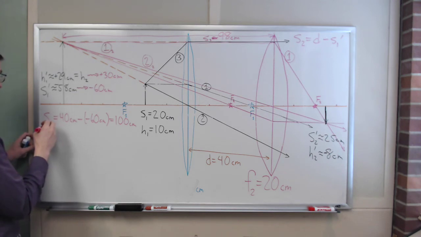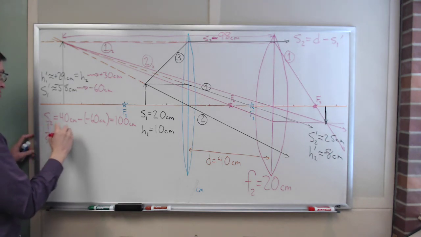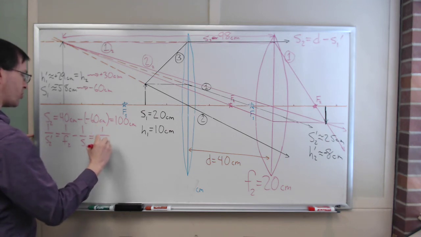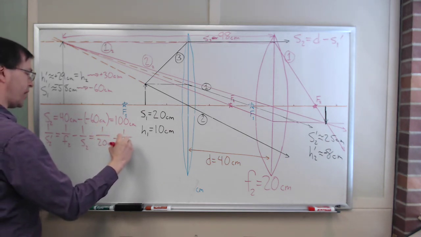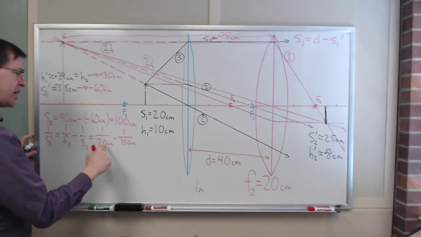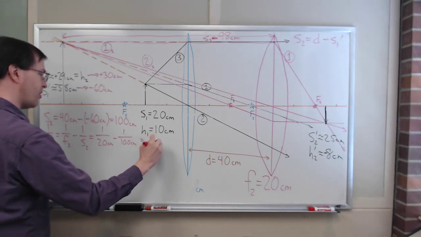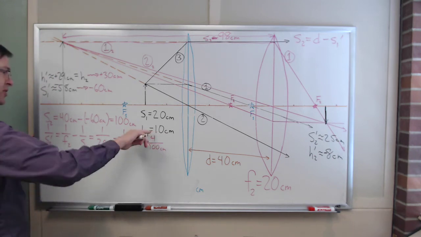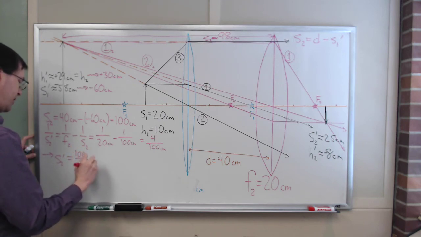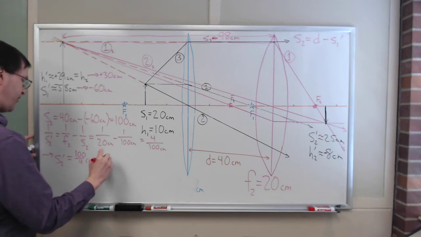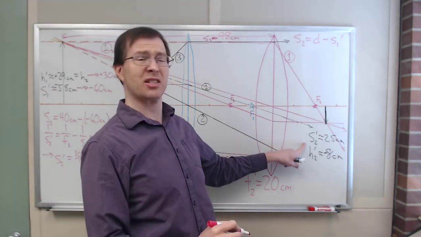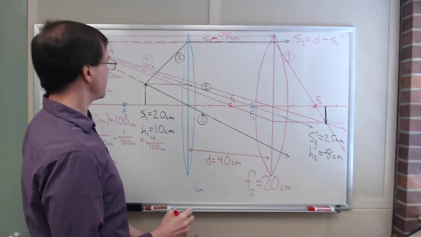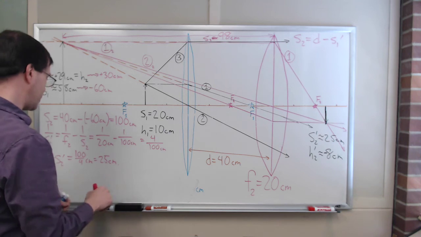I can do the exact same thing with the thin lens equation as I did before. 1 over S2 prime is going to be 1 over F2 minus 1 over S2. And for us, that is 1 over 20 centimeters minus 1 over 100 centimeters. Okay, and 1 over 20 is 5 over 100. So putting this together gives me 4 over 100 centimeters. In other words, S2 prime is the inverse of that, 100 over 4 centimeters, or 25 centimeters. What did I find? That was spot on. I found exactly 25 centimeters, to however good my quality of drawing was. Somehow those long lines worked out okay on this board. That came out really well.